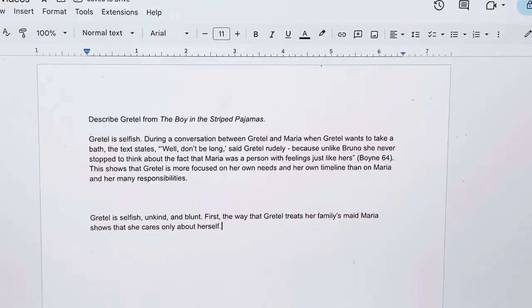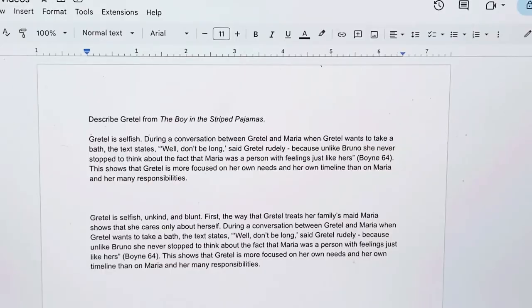This means going from my topic sentence into a sentence that will set up the idea that Gretel is selfish. So I added the sentence, "First, the way that Gretel treats her family's maid Maria shows that she cares only about herself." And this is what I do in order to set up the rest of the quotation sandwich, which I can now simply add in. And to finish this paragraph, I would then discuss ways in which she shows that she's unkind and blunt, and follow that up with a concluding sentence.